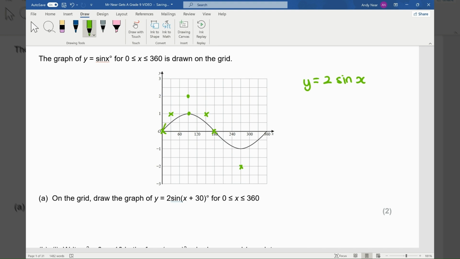So what I have shown in green now is the graph of y equals 2 times the sine of x. Now the blue bit here, the plus 30, moves the graph 30 to the left. So this point that's at 90 is going to move across 1 square, which is 30 degrees, to 60.